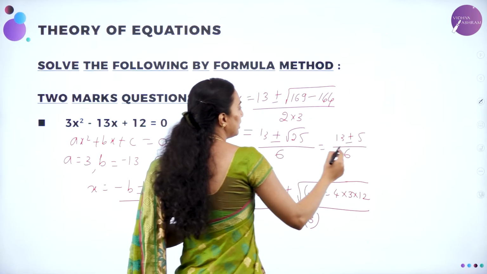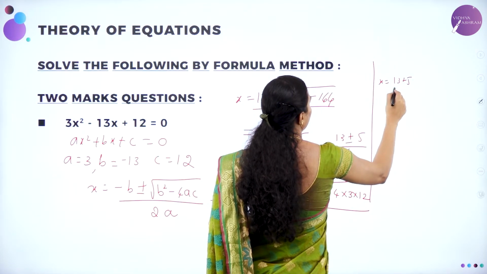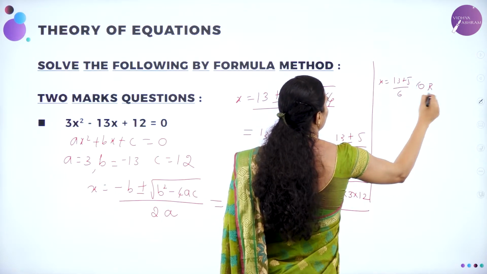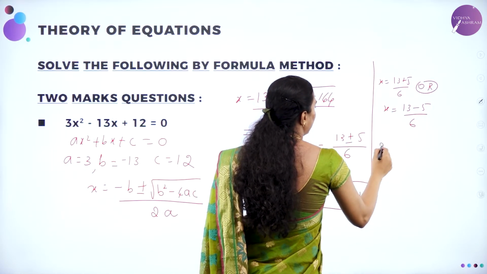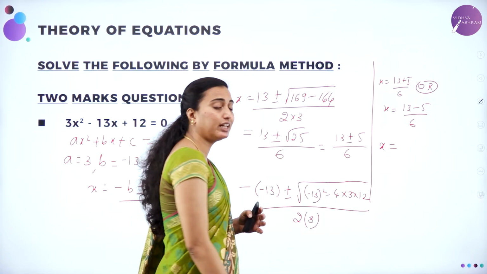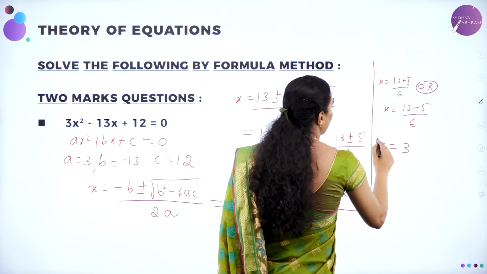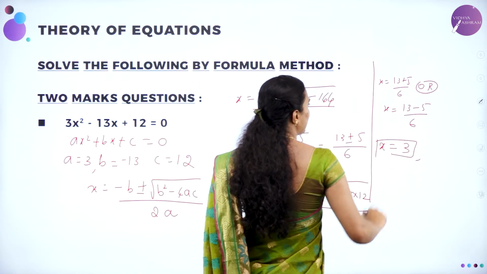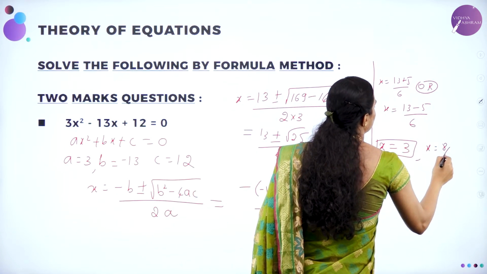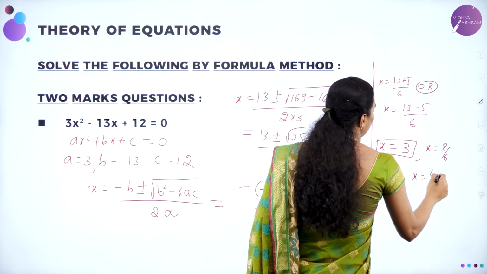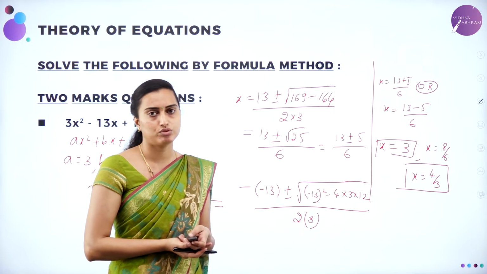One root is what? See, x will be equal to 13 plus 5 divided by 6, or x will be equal to 13 minus 5 divided by 6. Solving this, 13 plus 5 you are getting 18. 18 by 6, 6 3s are 18, which is 3. Again, solving this, 13 minus 5 gives you 8, which is x equal to 8 by 6. You can cancel this by 2, 2 4s are 8, 2 3s are 6. So x equal to 3 and x equal to 4 by 3 are the roots.